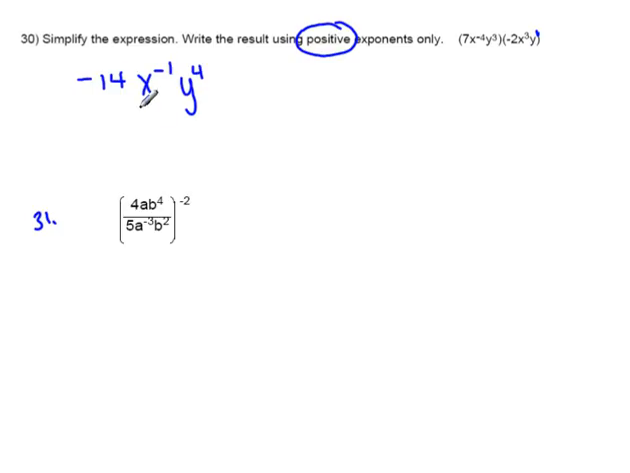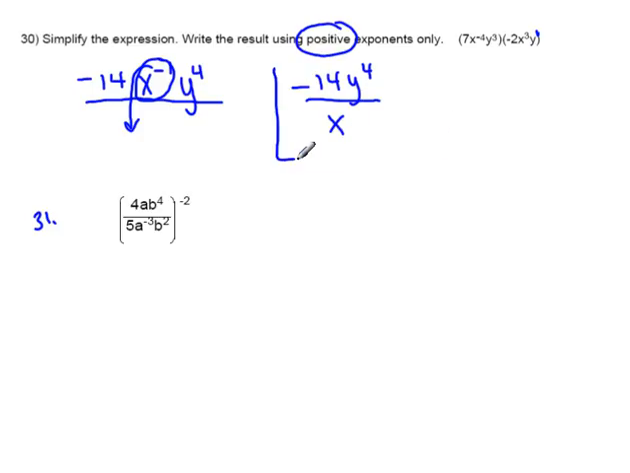Remember that we want positive exponents only. Well, the x violates that rule. We can leave the negative coefficient, that's not a problem. And this y value has a positive exponent, but this x variable does not. So remember that we're going to move that from the numerator down to the denominator, and this is going to become negative 14y to the fourth. That remains in the numerator. Bring down the x to the negative 1, it becomes x to the positive 1 when you move it down, and you'll see that it's just x. So this is the answer to that multiplication using positive exponents only.